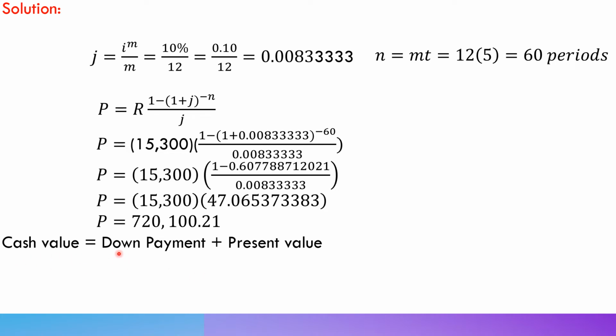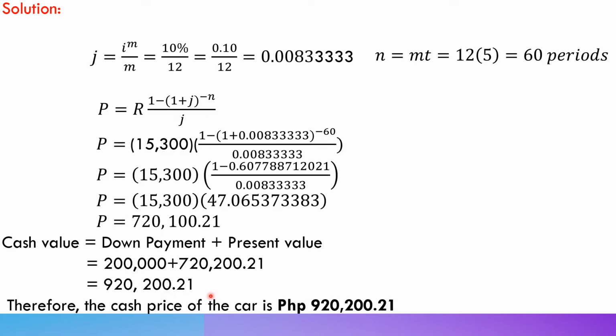Cash value is equal to down payment plus the present value. So our cash value, the down payment a while ago in the problem is 200,000 plus the computed present value, which is 720,200.21. Therefore, the cash value of the car is 920,200.21 pesos. So, the cash price of the car is 920,200.21 pesos. That is the answer for example number 2.